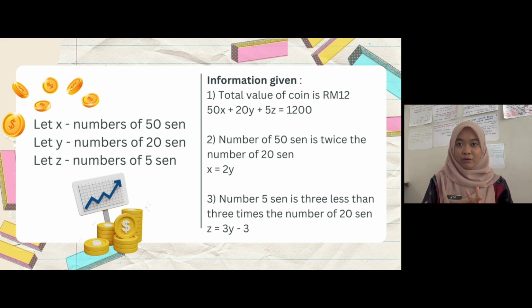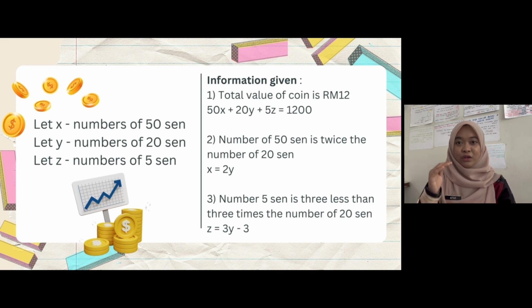And then the second one, it is mentioned that number of 50 cent is twice than the number of 20 cent. So it means x equal to 2y. And then the last one, we have the number of 5 cent is 3 less than 3 times of the number of 20 cent. It means that z equal to 3y minus 3.